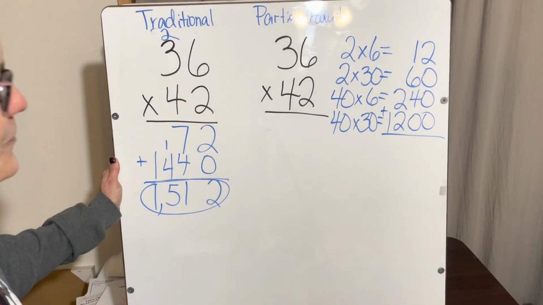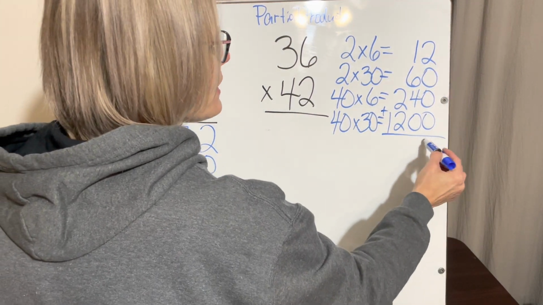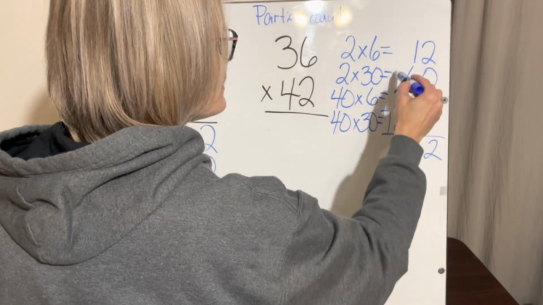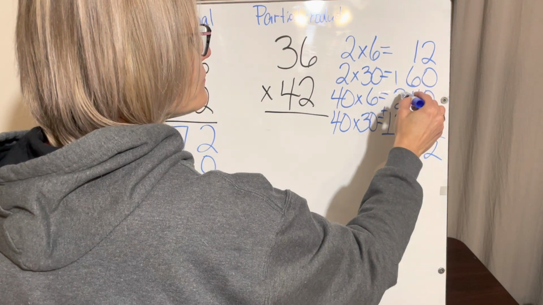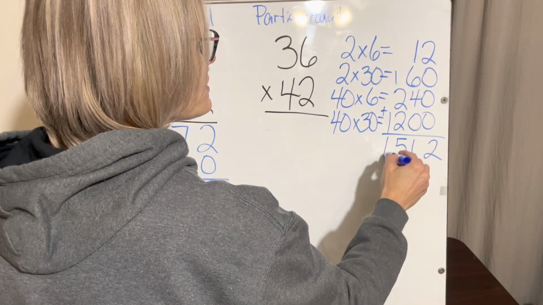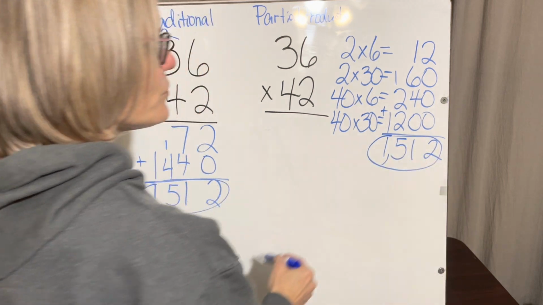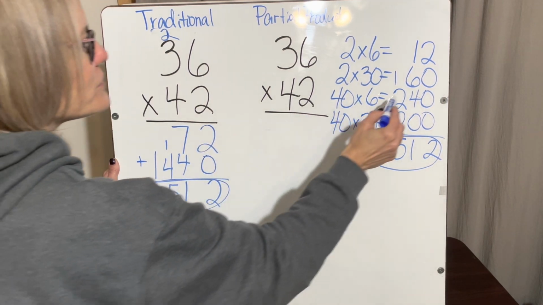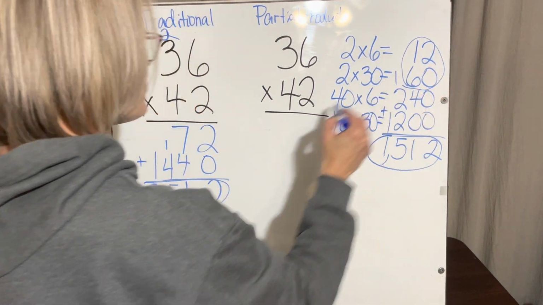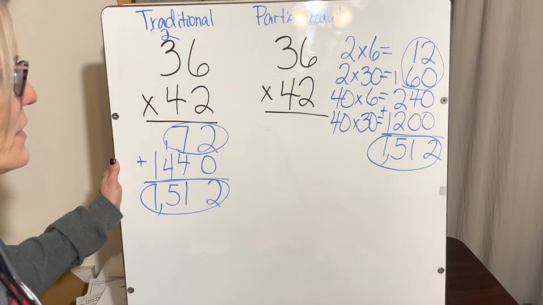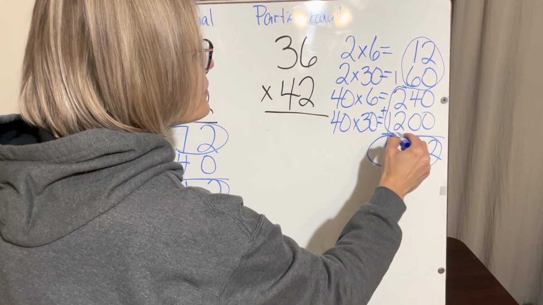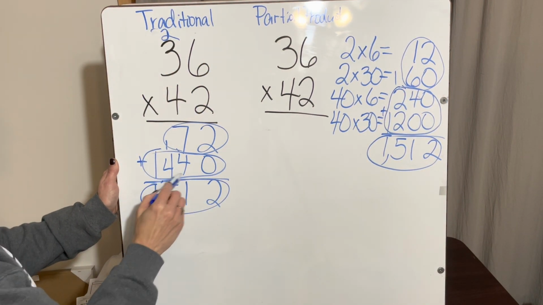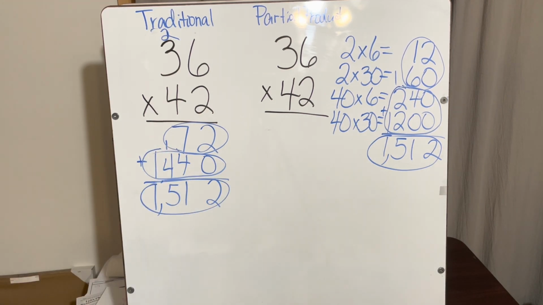Now just add it up. All right, so I've got 2 plus nothing is 2. I've got 1 plus 6 plus 4, we've got 10, 11. I've got 2, 4, 5. 1 plus nothing is 1. 1,512. Now again, take a look. Here's the connection. We've got 60 plus 12 is 72. There's my 72. I've got 1,200 plus 240, which is 1,440. Okay? The connections are still the same.